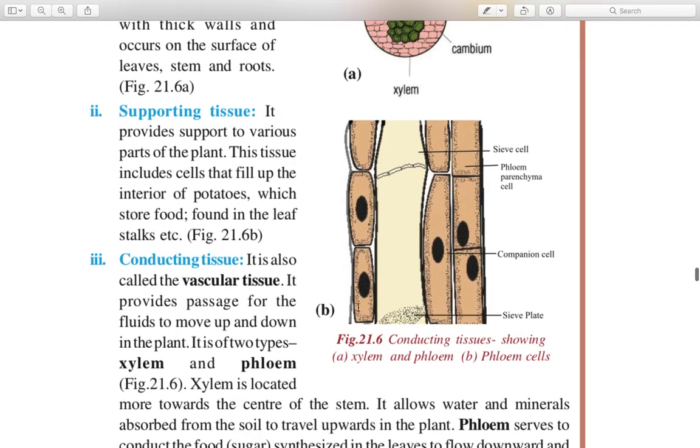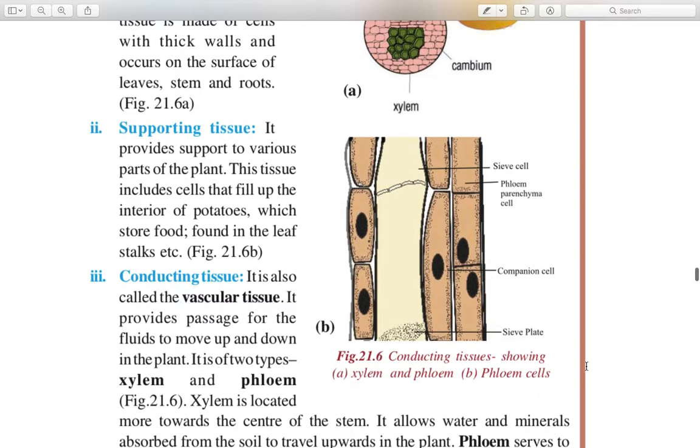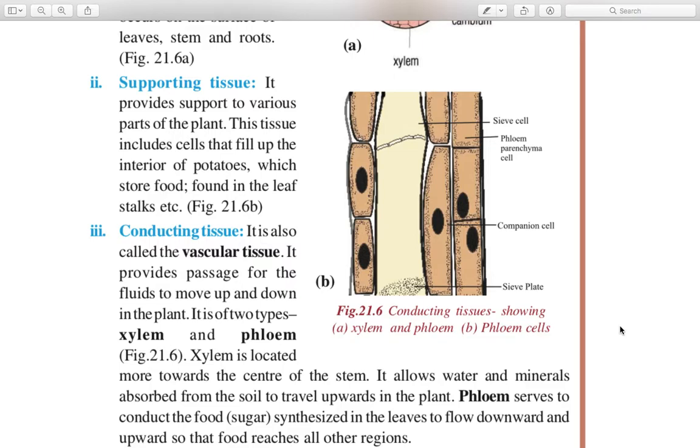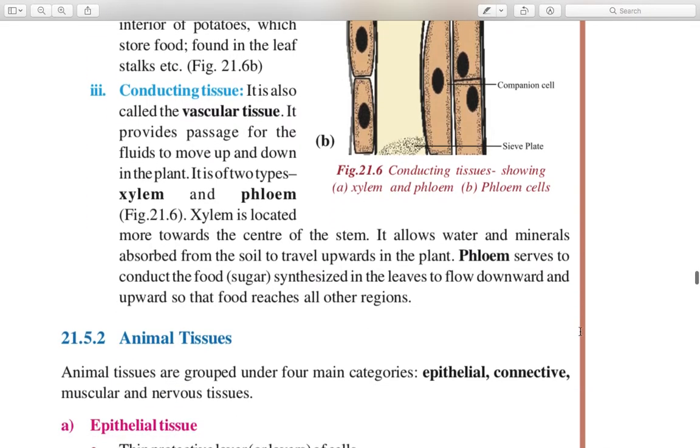So that's what is called conducting tissues. They conduct water and nutrients, that is food. So you have to remember this: xylem is for water conduction, phloem is for food conduction. Remember this, this is very important. Here in the diagram, this is phloem, and here you have the sieve plate. Sieve is basically like a filter. While conduction happens, impurities or unnecessary things are filtered out. So these are the conducting tissues.